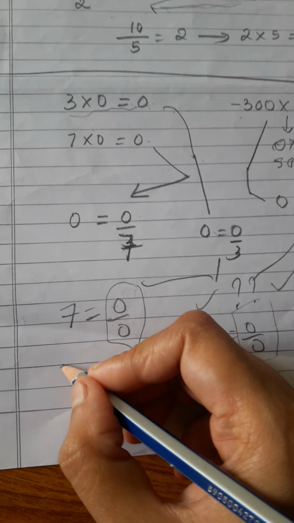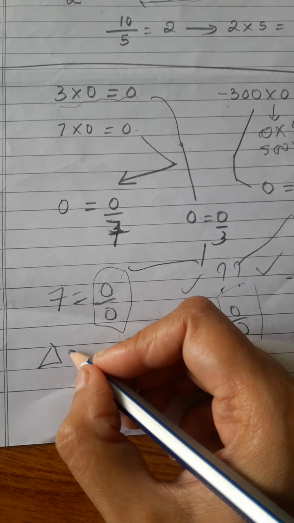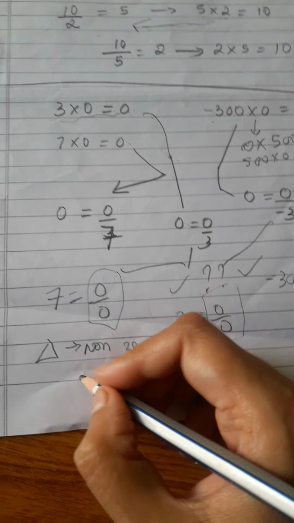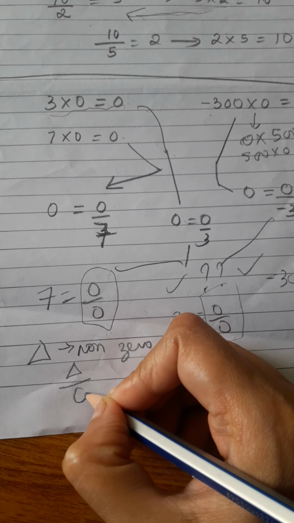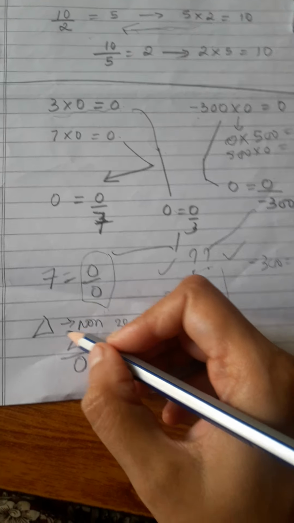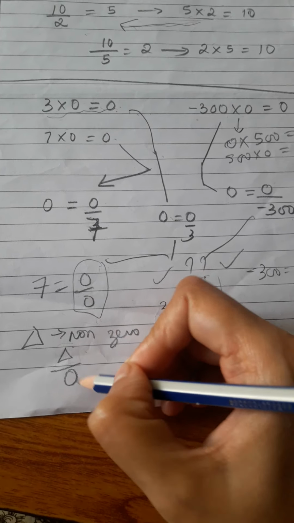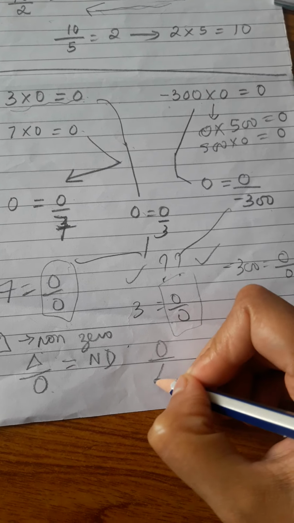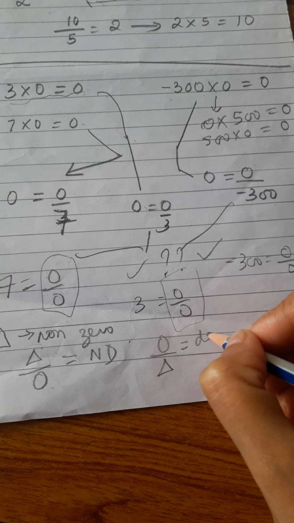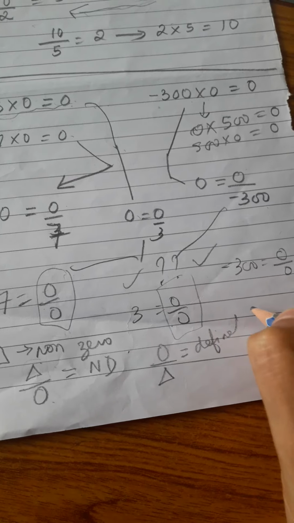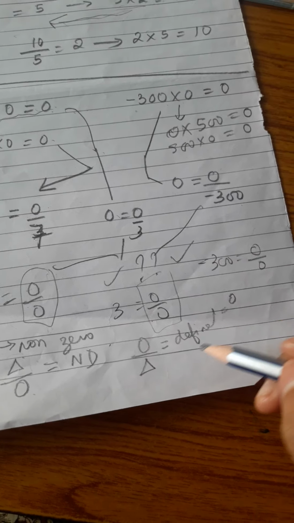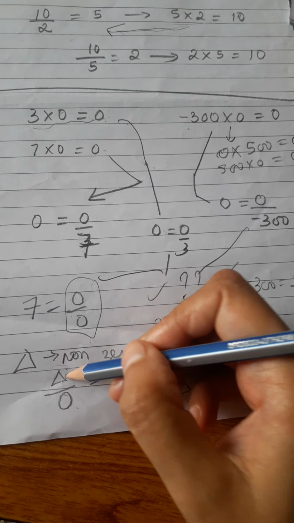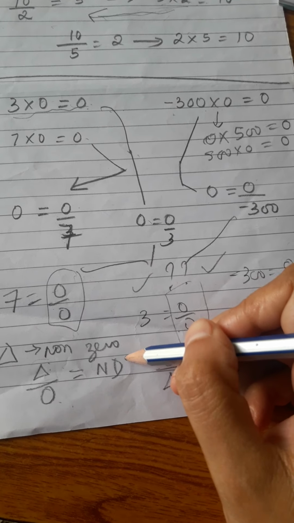So let's remember, let us say this represents any non-zero element. You can give it any name, you can give it your name. This by 0 is not defined. 0 by this is defined. It's defined and it is equal to 0. The division process by 0 is not defined, we say. So anything by 0 is not defined.